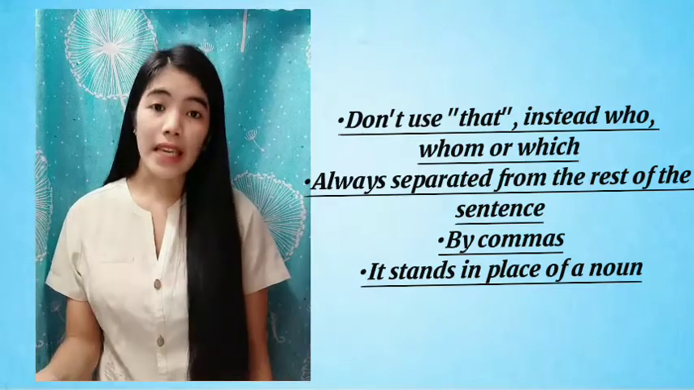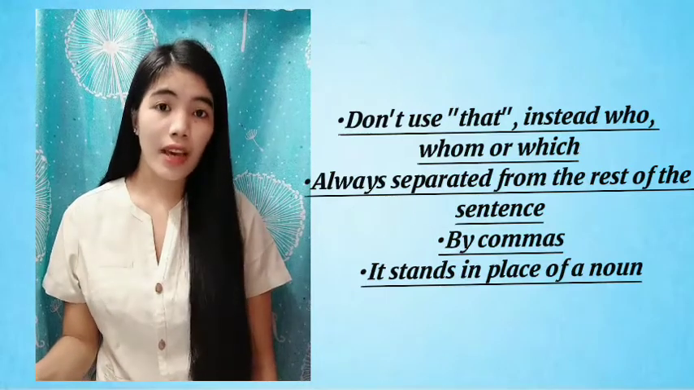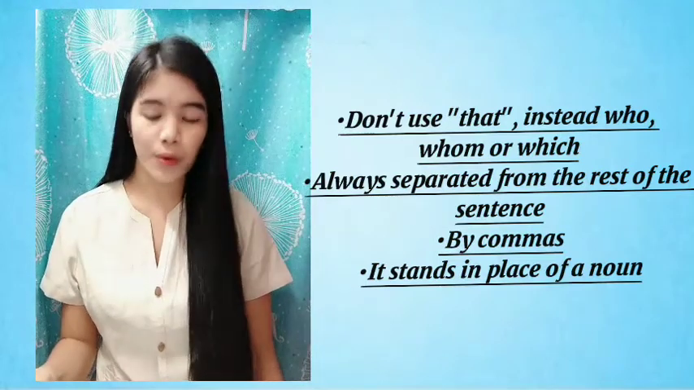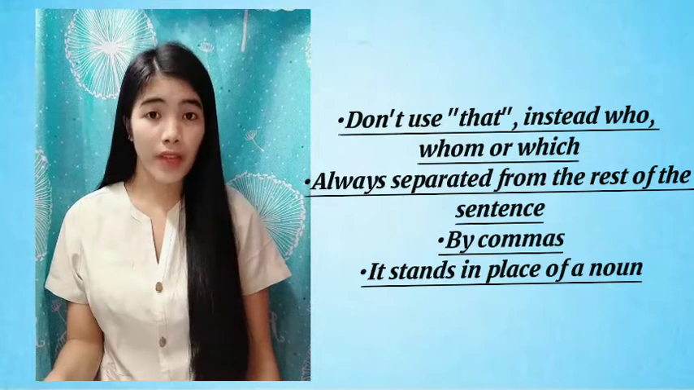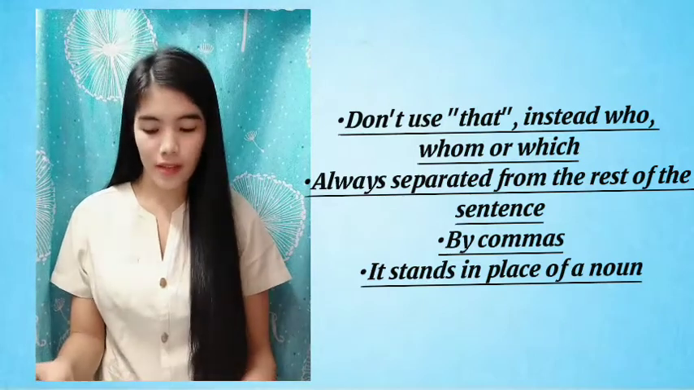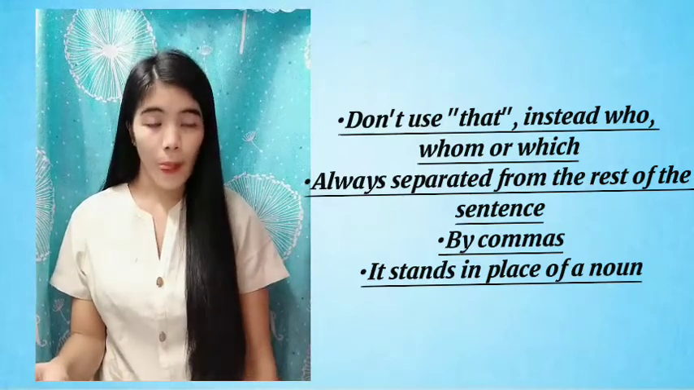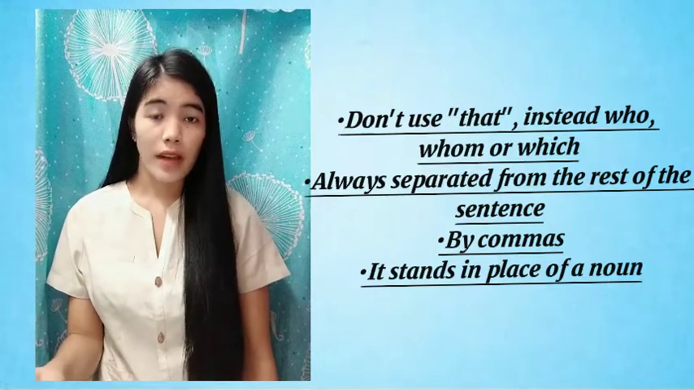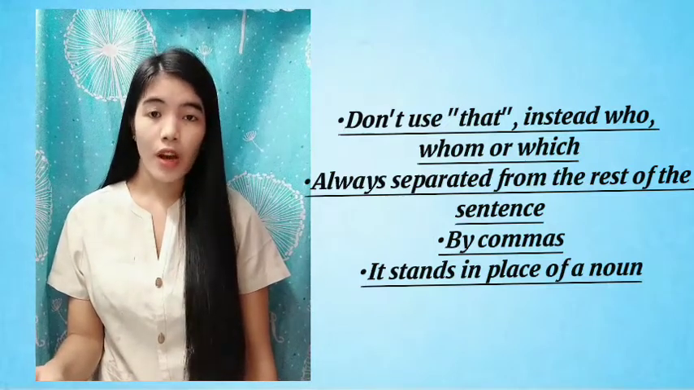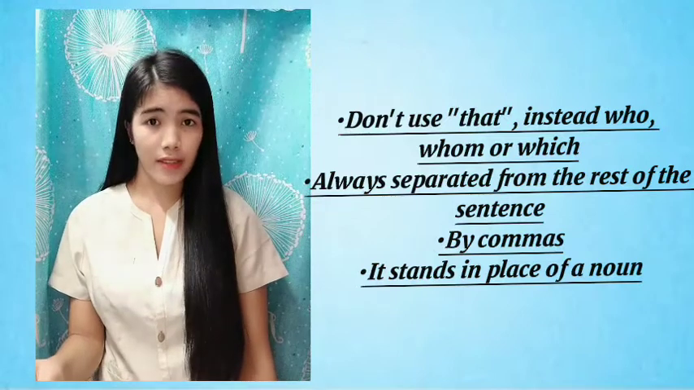So for us to know how to use relative clauses, we must know that you are not able to use THAT instead of who, which, or whom. Then it is always separated from the rest of the sentence by commas. So the comma has a similar function to brackets.